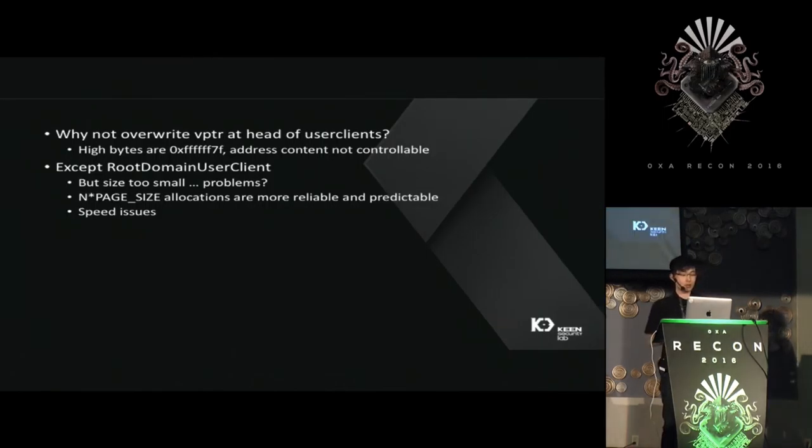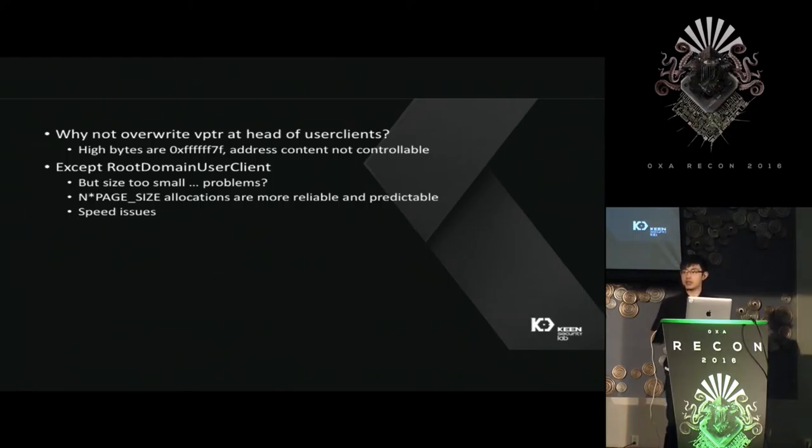Another question: why don't we overwrite some vtable pointer at the head of some user clients? We do not choose this approach because in most user clients, the high bytes start with FF7F, and this is not the high bytes of heap addresses, because in the OSX kernel, heap addresses usually have high bytes of FF80. So if we overwrite the vtable pointer, we cannot redirect it to an address we can control. So we cannot overwrite some vtable pointer to get RIP control. But there is an exception. The root domain user client has a vtable pointer whose high 4 bytes start with 80. But its size is too small.